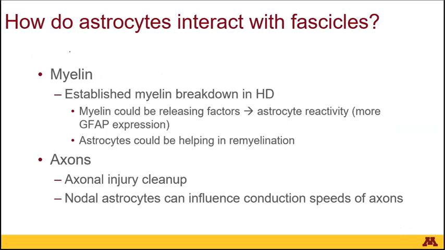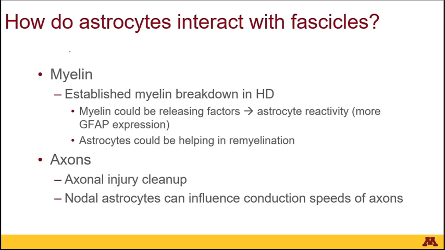Regardless of where these fascicles originate, one important question is, what are these GFAP positive astrocytes doing? Astrocytes interact directly with both axons and with myelin sheaths. I showed you earlier that there is evidence for myelin breakdown in HD. It's known that stressed myelin can release factors that cause inflammation, and that can cause astrocytes to become reactive and express GFAP. On the other hand, it's been shown that in a lot of demyelination models, astrocytes are actually very important for remyelination. So they could be there for that reason.